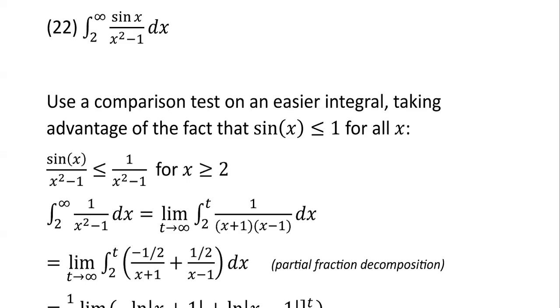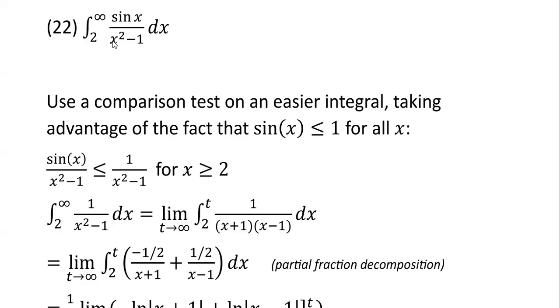Number 22, the integral from 2 to infinity, sine x over x squared minus 1 dx. This is improper because the upper limit's infinite. We do have a domain restriction, but our interval, the limits of integration, I should say, don't go into those problematic points. So we're okay.